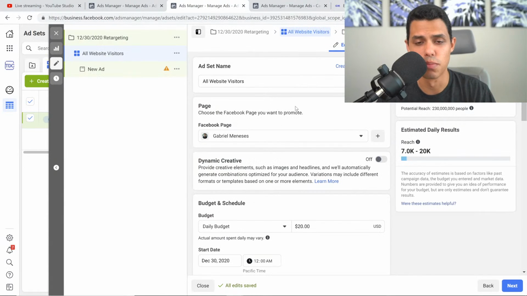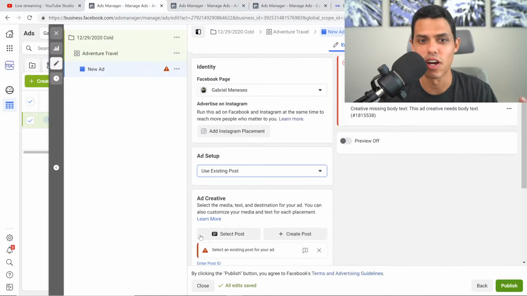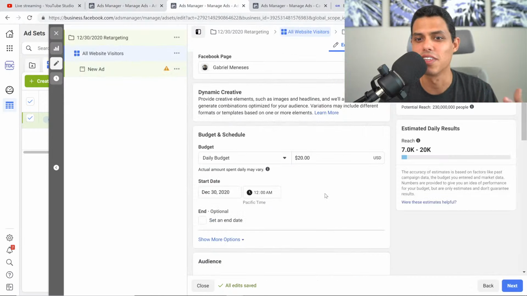So your pixel is installed, you're ready to run your retargeting campaign. So go ahead, do daily budget. $20 is more than enough to get started because these people are super cheap. You already paid for the traffic initially, so the only thing left is to actually retarget these people when they enter Facebook or Instagram.